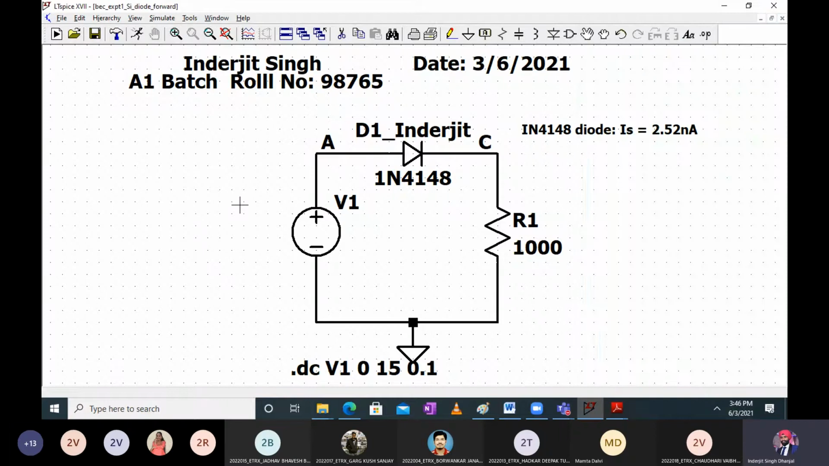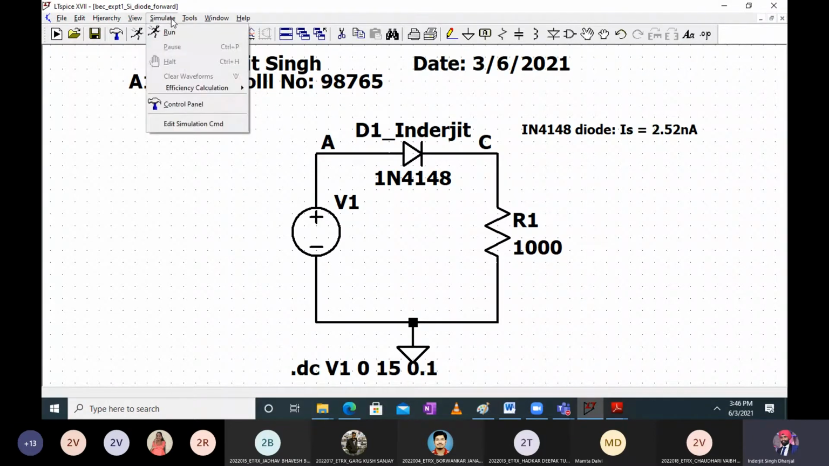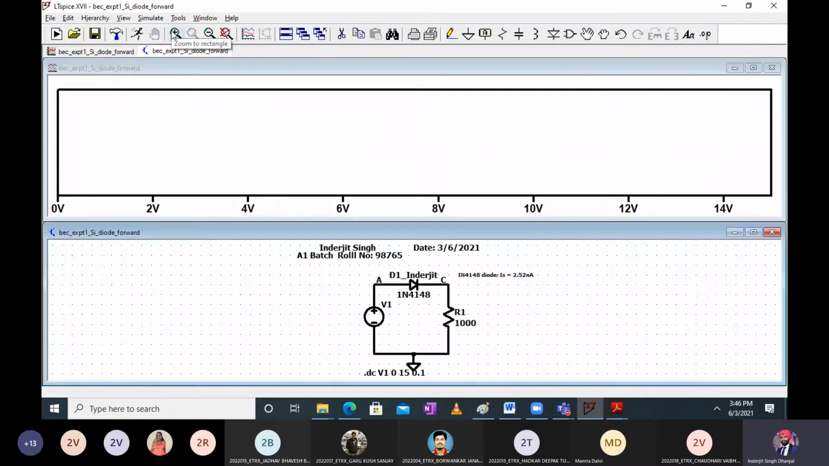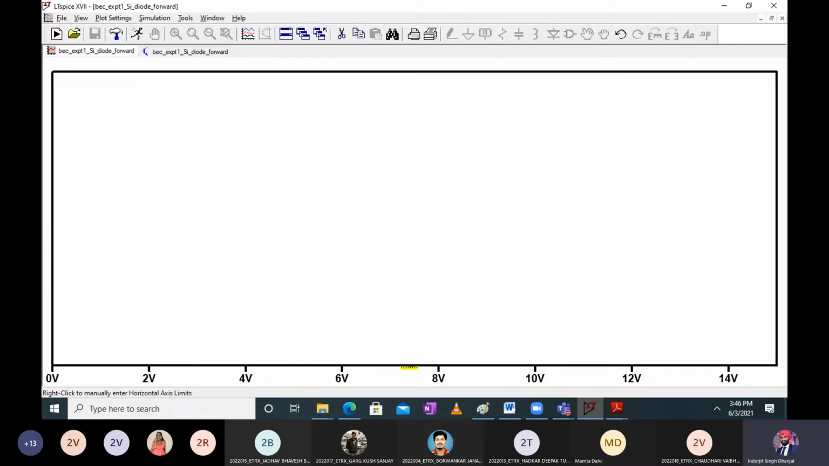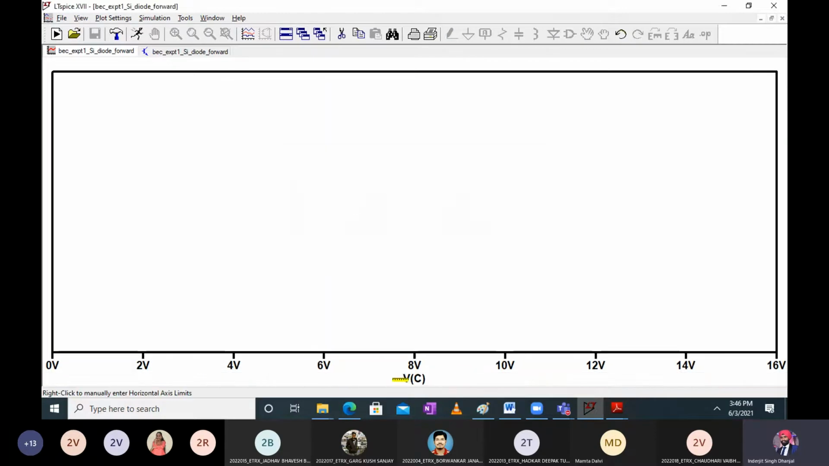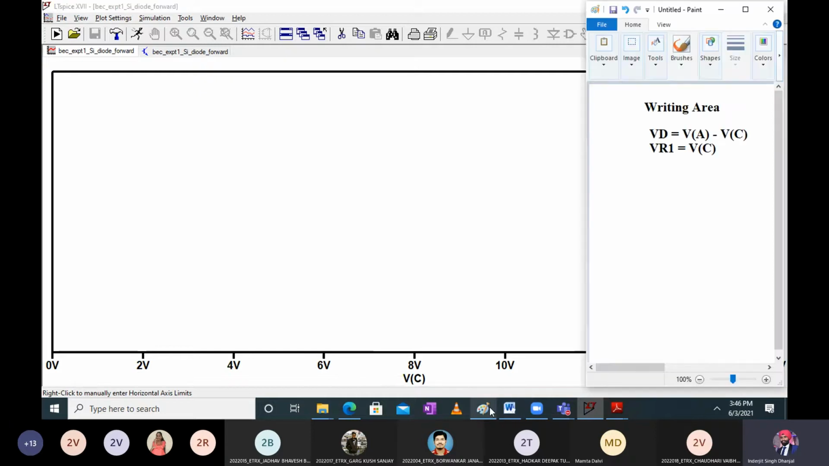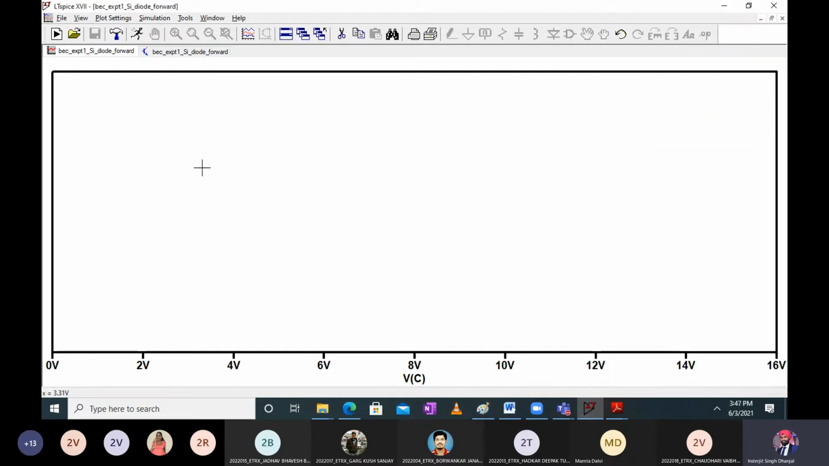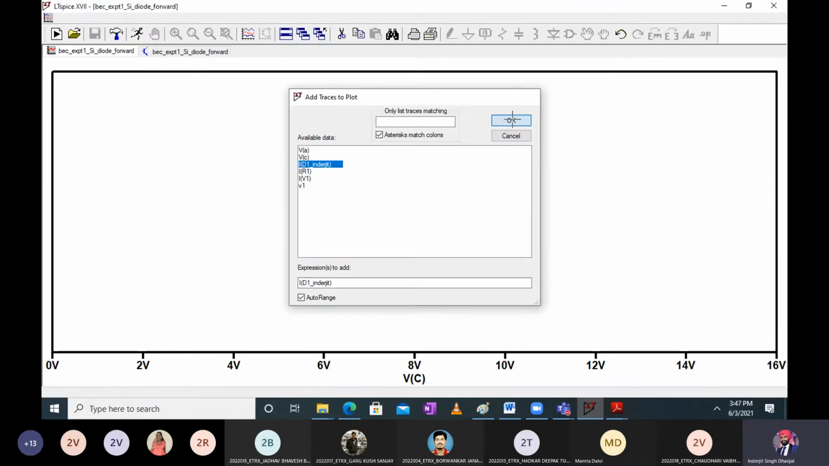Now let us plot the voltage across the resistor versus current. I have got this graph, black screen. I click on this, and instead of V1, I will plot V of C. What is V of C? The voltage across the resistance, correct? Then I'll right click on this, click on add trace, and plot the diode current.